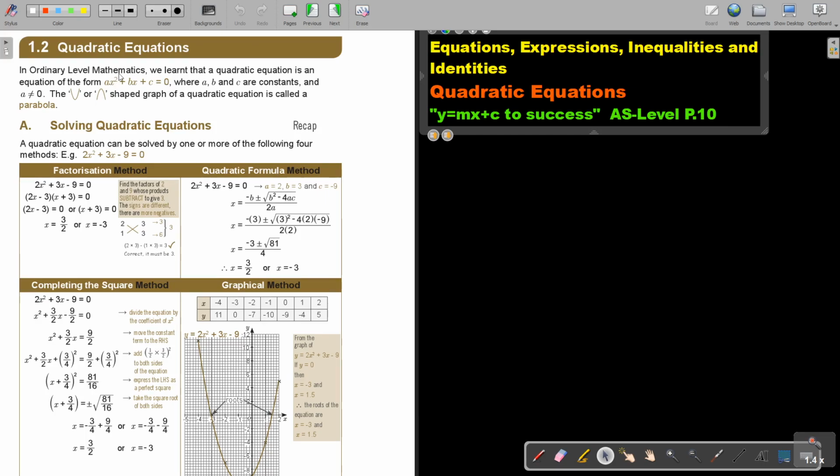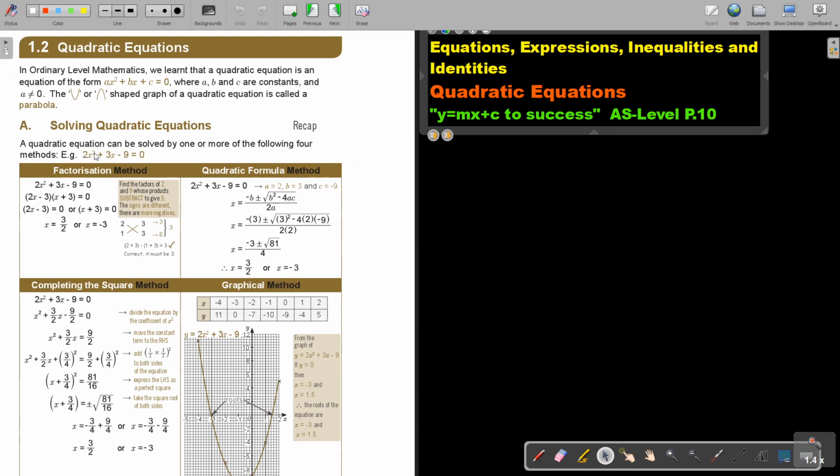Okay, so there's a term with x squared, there's a term with x, and there's a constant. There are numbers in the place of a, b, and c, which we call constants. Where a, b, and c are constants, and a cannot be 0, otherwise that term doesn't exist. The graph of a quadratic equation is either this shape or this shape, and it's called a parabola. Now this is just a recap, and if you still struggle with this, go back to ordinary level, because it's important that you conquer this before you move on.